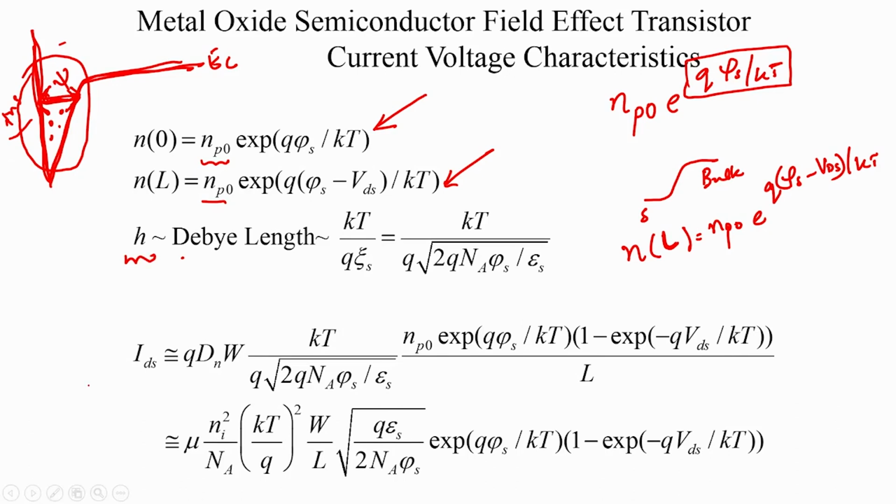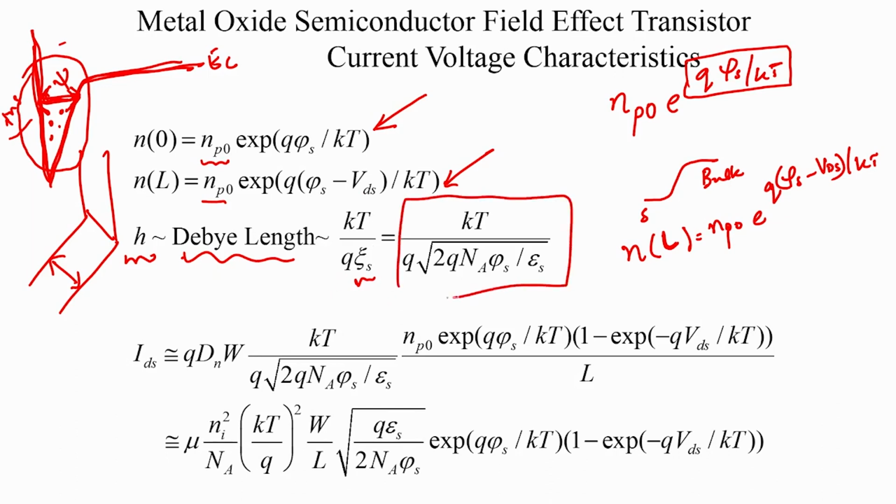We define this H, or this thickness of the electron sheet. It is still not yet a sheet, but the thickness of this cross section of conduction to be H, which is approximately the Debye length. And the Debye length is approximately the thermal voltage divided by the electric field in the semiconductor at the semiconductor insulator interface. So, this is our definition of the Debye length, and that turns out to be this.